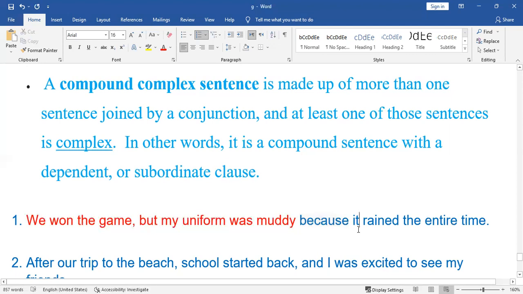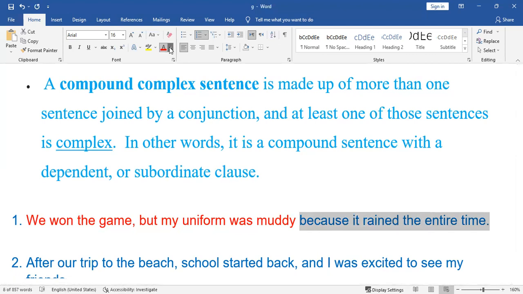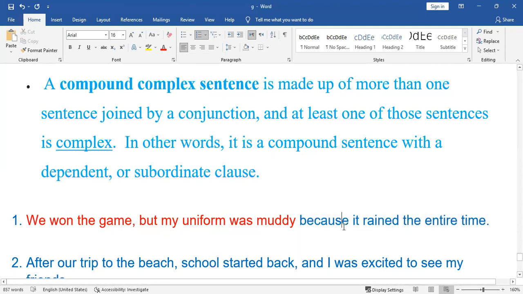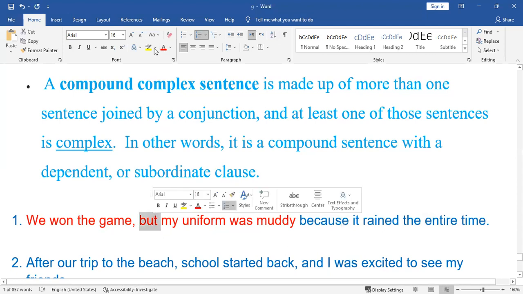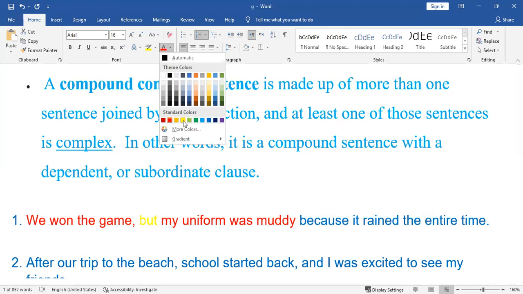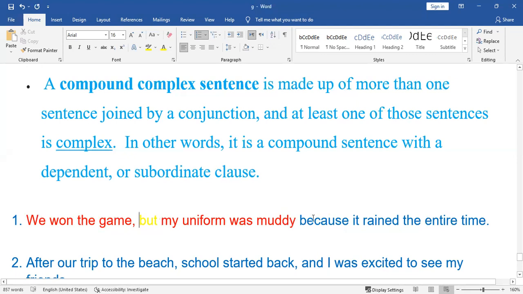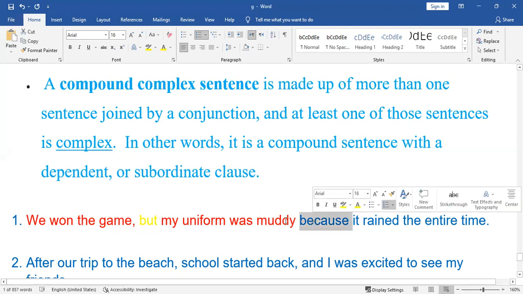So here I have a dependent clause. So now I have two independent clauses and one dependent clause, and two conjunctions: one coordinating conjunction, which is but, and one subordinating conjunction, which is because. That is why I called it a compound complex sentence: compound, and then complex.